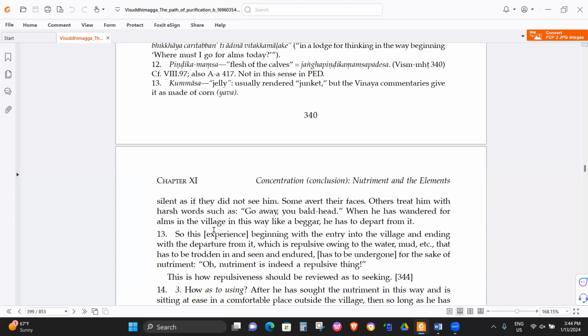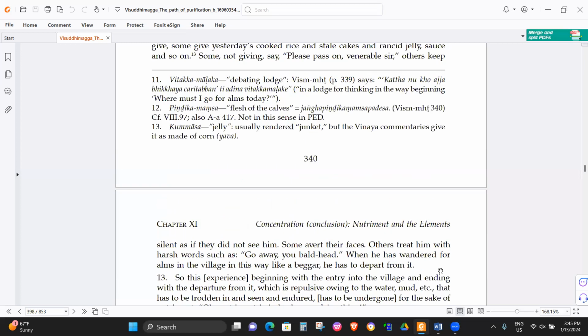Okay, 13. So this experience, beginning with the entry into the village and ending with the departure from it, which is repulsive owing to the water, mud, etc., that has to be trodden in and seen and endured, has to be undergone for the sake of nutriment. Oh, nutriment is indeed a repulsive thing. This is how repulsiveness should be reviewed as to seeking.